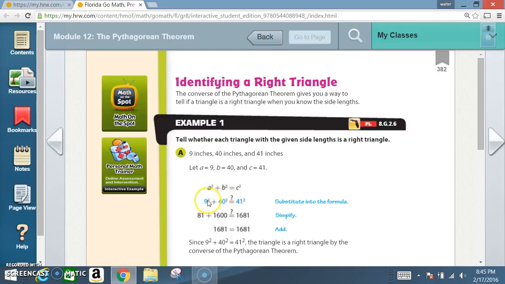Now remember, do not add 9 plus 40. Don't do that. First you must square. 9 squared is 81. 40 squared is 1600. And 41 squared is 1681. We add 81 plus 1600, and that gives us 1681, and that is equal to 41 squared, which was 1681. Now, since both sides are equal, that means the triangle is a right triangle by the converse of the Pythagorean theorem.